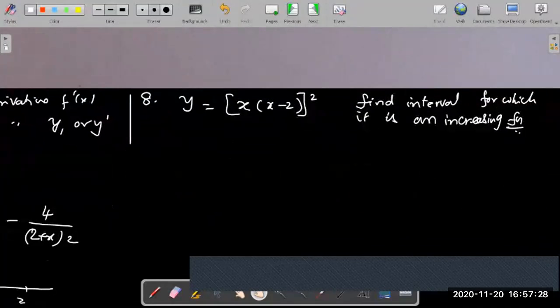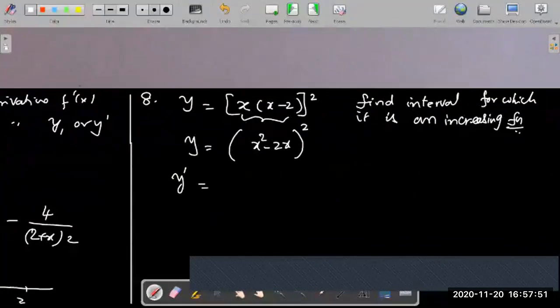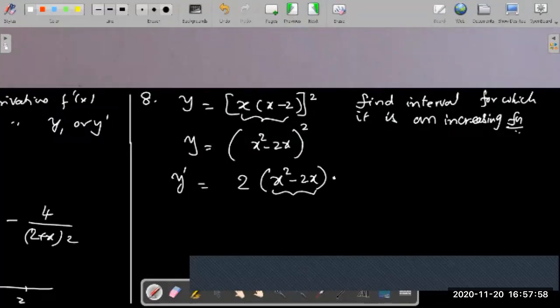So I take this, but I would like to just make sure that this is separated from here to here. I will just draw one more line. Now it's better to open this bracket and then you differentiate. So y is equal to x squared minus 2x whole squared. Now when we do y dash, differentiation, 2 into x squared minus 2x with the chain rule, multiplication of differentiation of this, you get 2x minus 2.